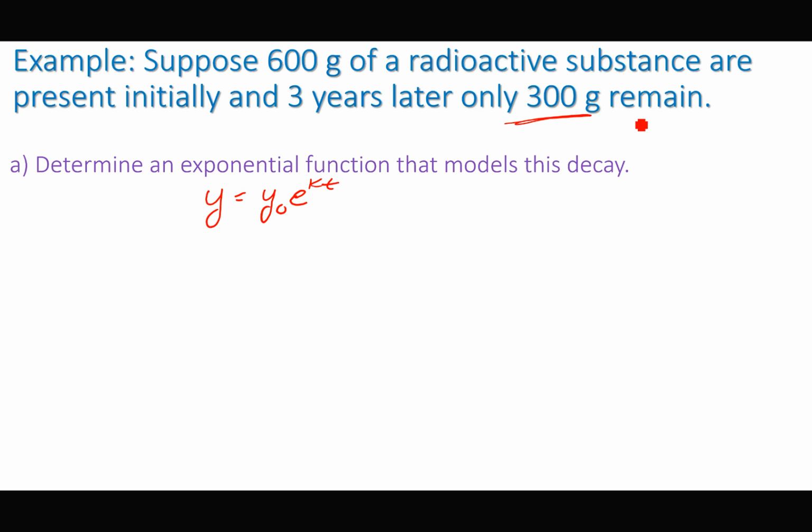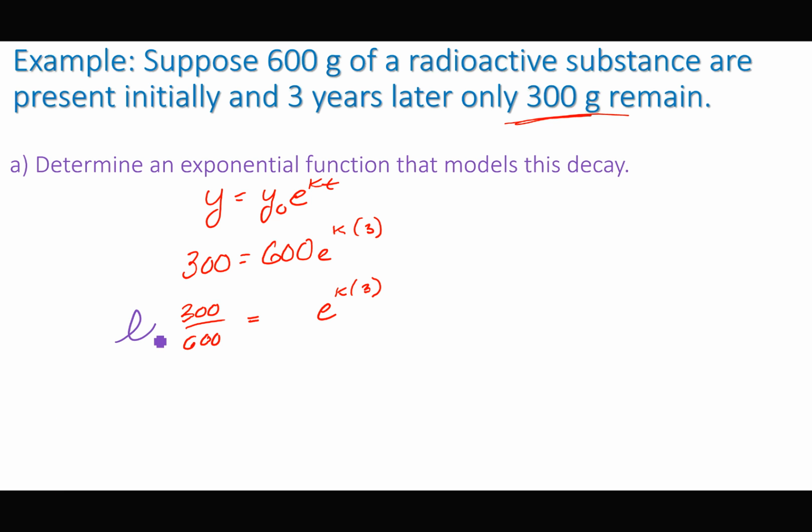All right, it tells me after 3 years, 300 grams remain. So I know y is going to be 300. The initial amount was 600. E raised to the k, which we don't know, but t we know is 3 years. All right, so this one's similar to what we've been doing. We're trying to solve for this k, this unknown. So I could say 300 divided by 600 is going to be equal to e raised to the k times 3.